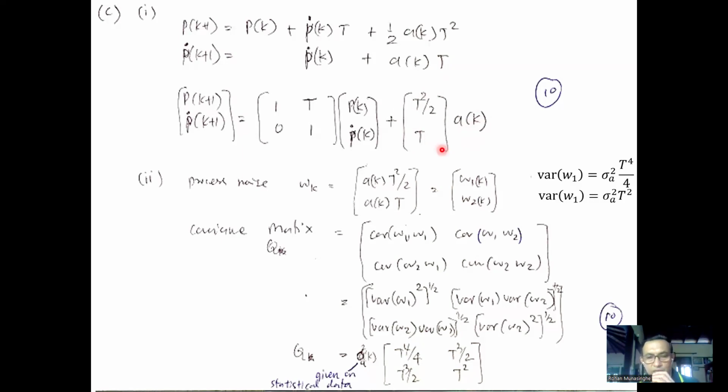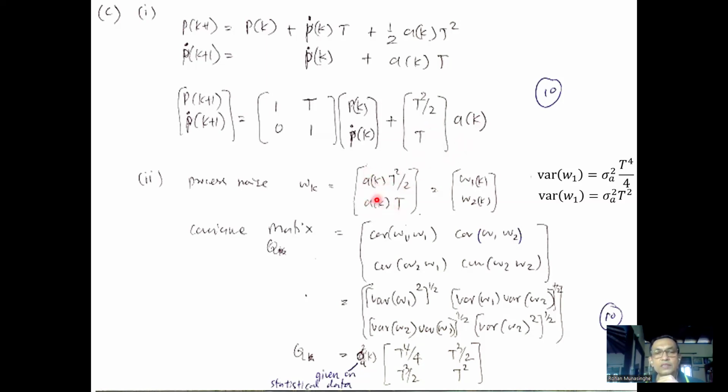you saw in the Kalman filter derivation, if you know the error, you can get the error square and the expected value of the error square. That is what is called the covariance. So we follow the same process. We give it a name, W. That is the process noise. Now it has two elements, because it's a two-state system. The first part is a_k t square by 2, and the second element is a_k t.